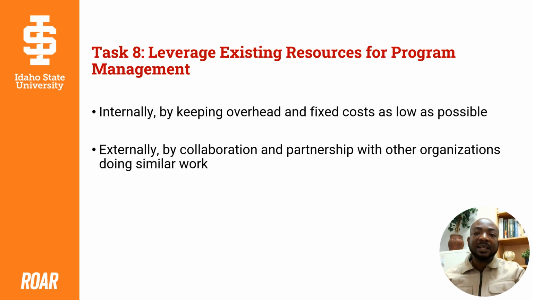Public health organizations typically have a myriad of programs they offer concurrently to a variety of different stakeholders, clients, and the public. In addition, there may be other organizations that provide similar or complementary services in the community. And so organizations must look both internally and externally to ensure that they are leveraging existing resources to carry out their work. Internally, organizations need to keep their overhead and fixed costs as low as possible in administering their portfolio of programs. And externally, organizations need to partner with other community organizations who are doing similar work to fully leverage the potential scope and reach of their programs. So collaboration and partnership is key.